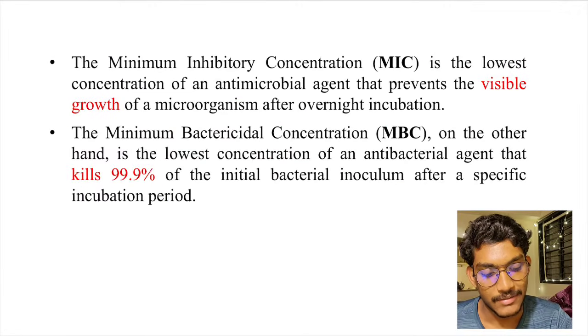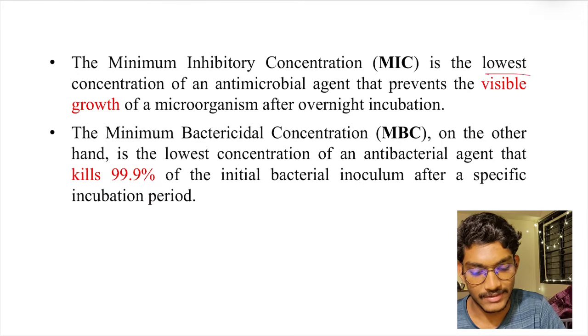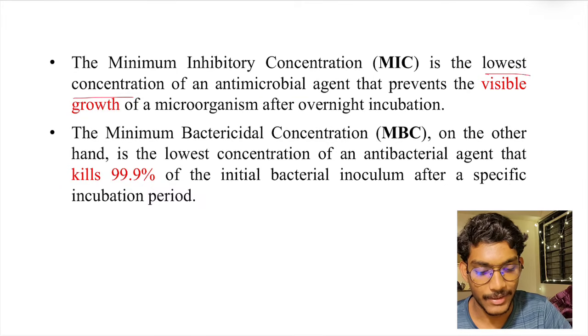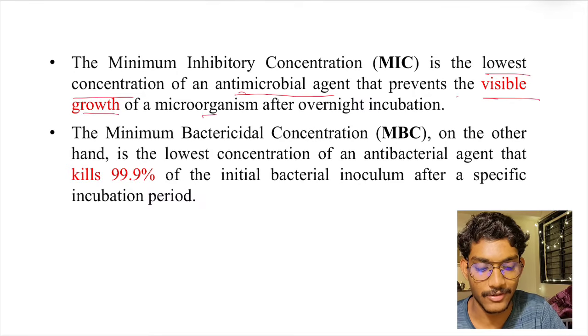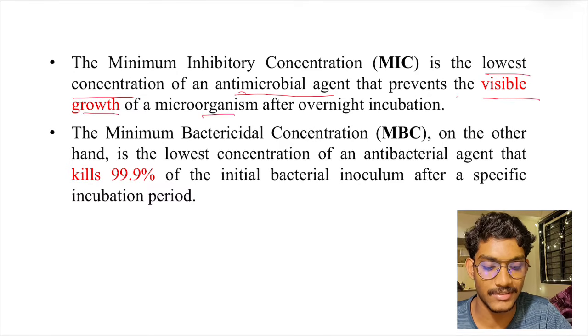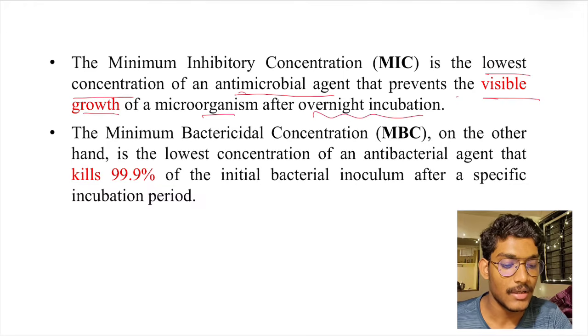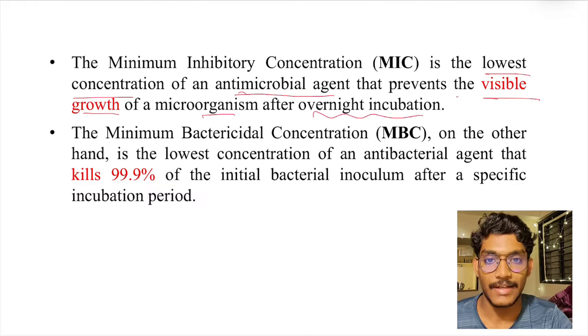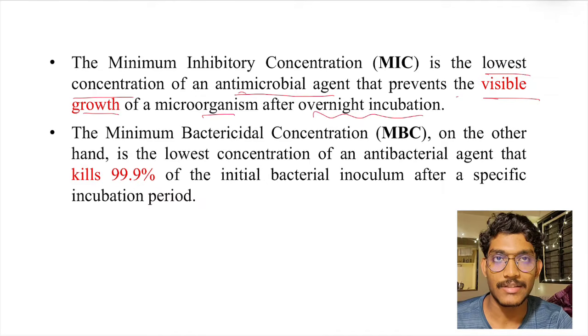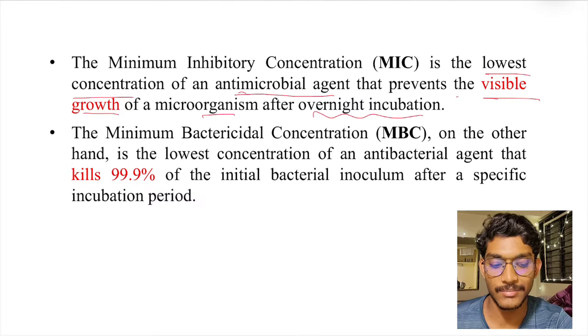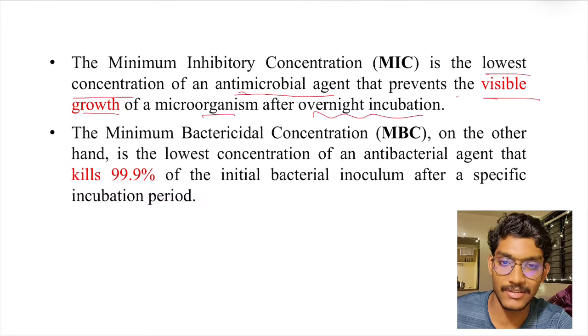The MIC value is the minimum or lowest concentration of an antimicrobial agent or antibiotic which prevents the visible growth of the microorganism after a certain incubation period, generally overnight. So we are adding the antibiotic in the culture media, growing the bacteria and incubating the culture for a certain period of time, generally overnight. The lowest concentration of the antimicrobial agent which inhibits the visible growth of the microorganism is called the minimum inhibitory concentration.